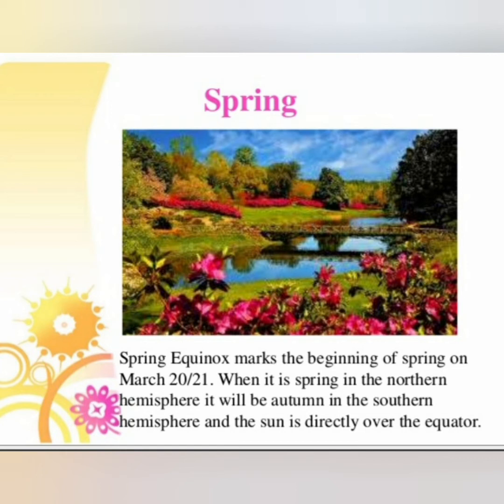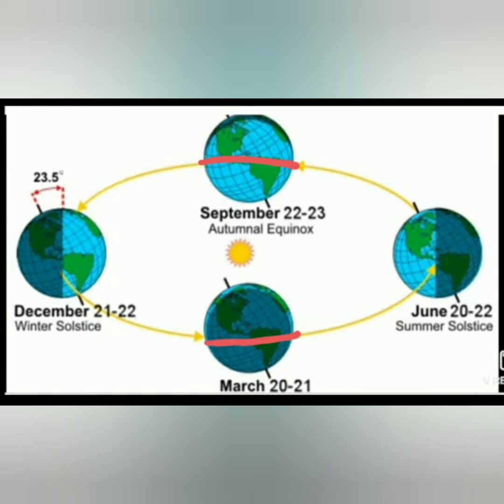directly over the equator. Students, do you know what is equinox? Yes, the equinox occurs twice a year when the sun is directly overhead at the equator. Look at the picture, students. In March and September, both the poles are at an equal distance from the sun.